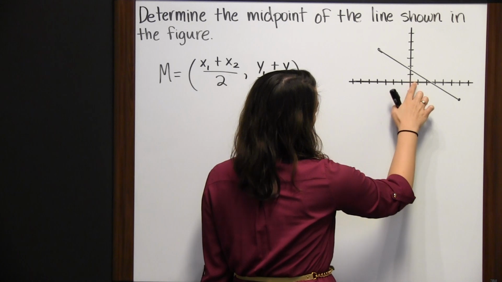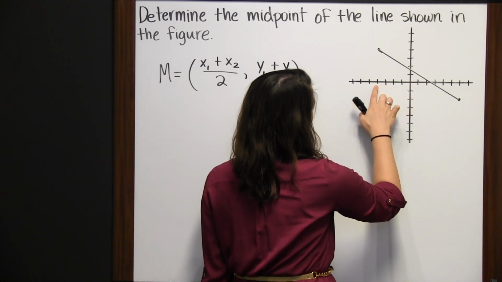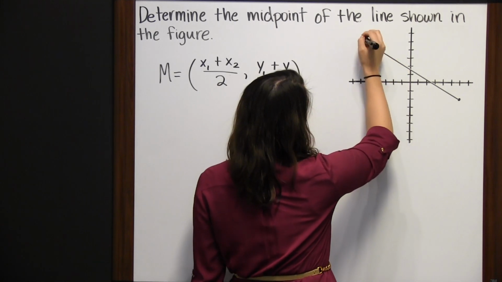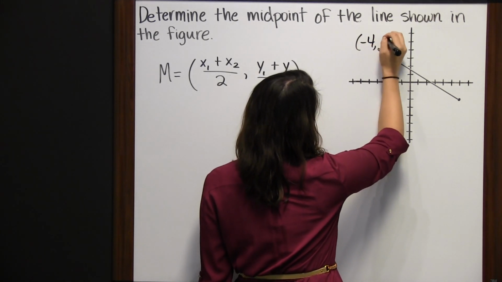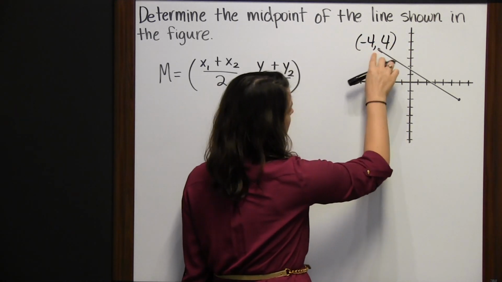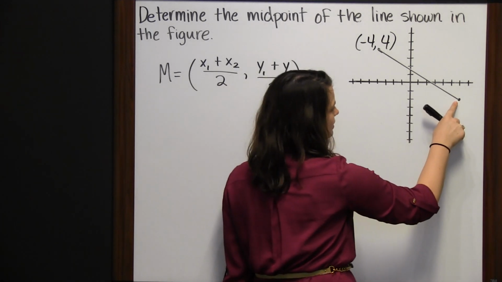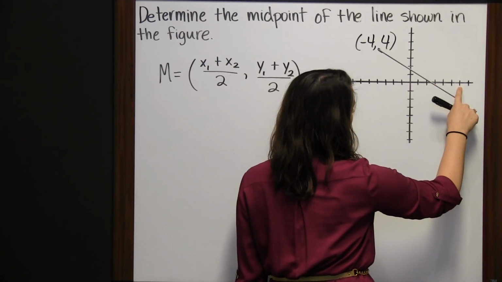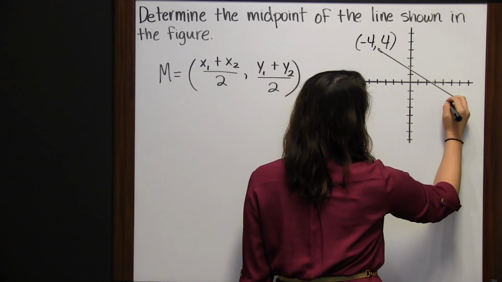So this endpoint is at negative 1, 2, 3, 4, positive 1, 2, 3, 4. So these coordinates are negative 4, 4 for this endpoint. And this endpoint is at 1, 2, 3, 4, 5, 6, negative 2.